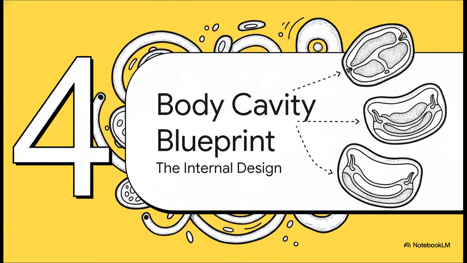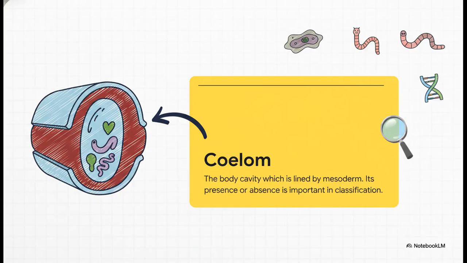Okay, so for all those triploblastic animals we just talked about, there's actually another level of classification. And this one is all based on whether they have an internal body cavity called a coelom and what that cavity looks like. So what in the world is a coelom? Well, it's basically a fluid-filled space inside the body that holds all the organs. But, and this is the critical detail, a true coelom has to be completely lined by that middle germ layer, the mesoderm. Let's take a look at what that actually means.